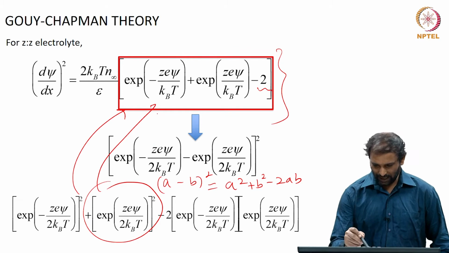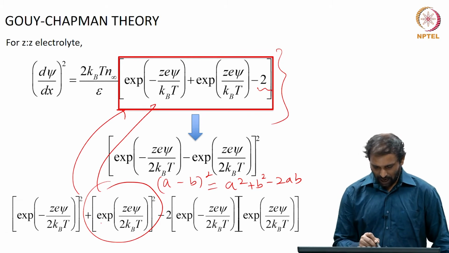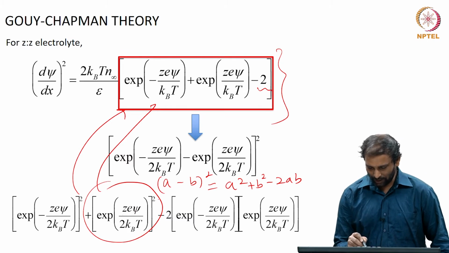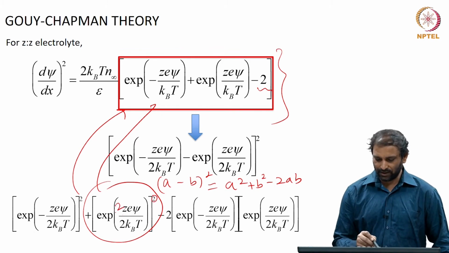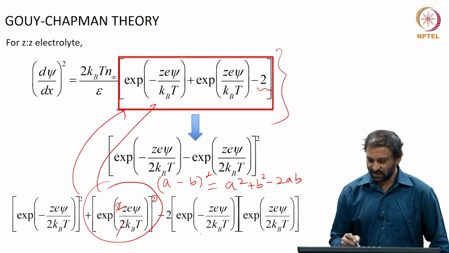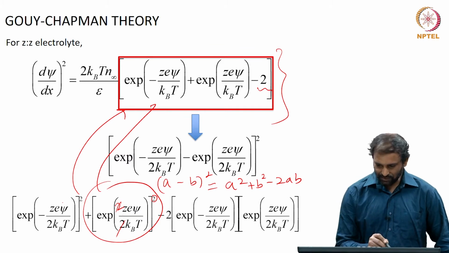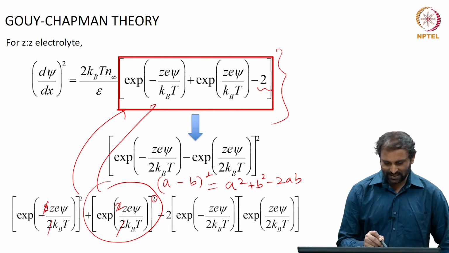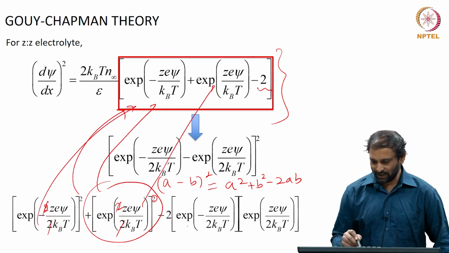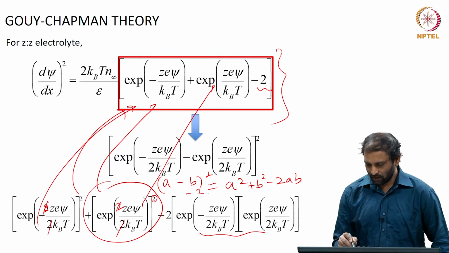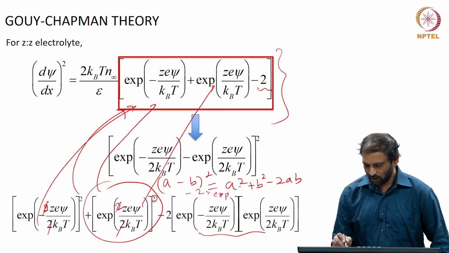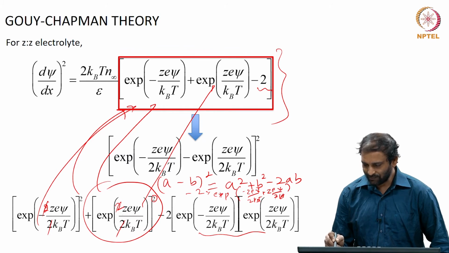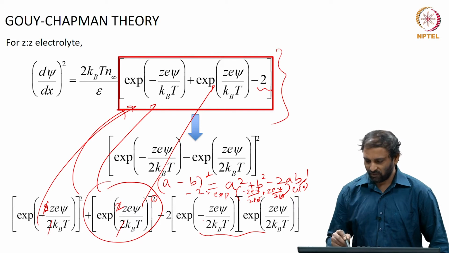If you look at this expression, I have exponent of Zeψ divided by 2kBT, whole square. Now, I can simplify this: I can take the 2 in the numerator, and this gets cancelled. So essentially I have the first term. Similarly, for this term, I can again take the 2 in the numerator and this gets cancelled, so essentially I have the first term here and the second term there. And if you look at this, this essentially is -2 times exponent of minus Zeψ divided by 2kBT plus Zeψ by 2kBT. Essentially it is exponent of 0, which is 1. Therefore, I recover the -2.